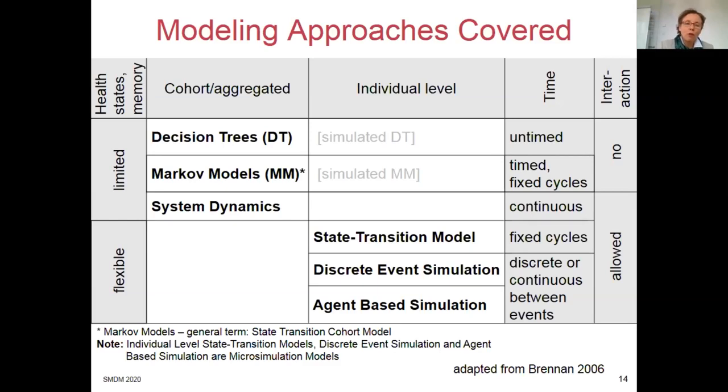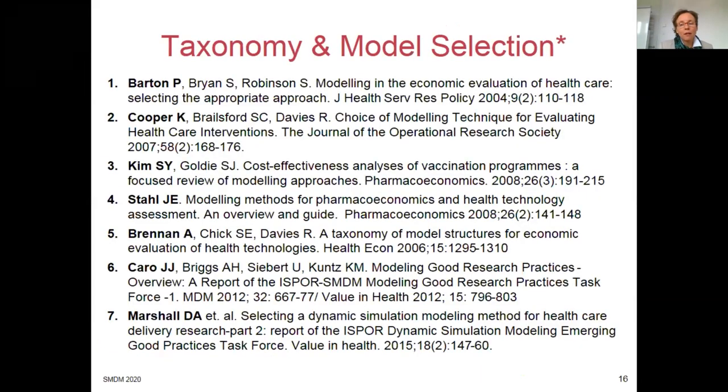You can distinguish them first of all by whether you evaluate a cohort or do the simulation on an aggregated level or on an individual level. For cohort or aggregated level, we will look at decision trees, Markov models or state transition cohort models, and system dynamics. For individual level simulation, you will get a short introduction into state transition microsimulation models, discrete event simulation, and agent-based simulation. You will see how these approaches differ with respect to how we model health states, how we include memory about the history of patients, how we include time, and whether and how we can incorporate interactions of individuals or interactions of individuals with the healthcare system.